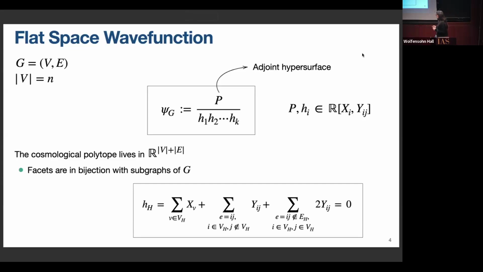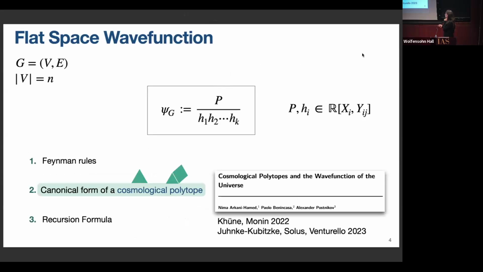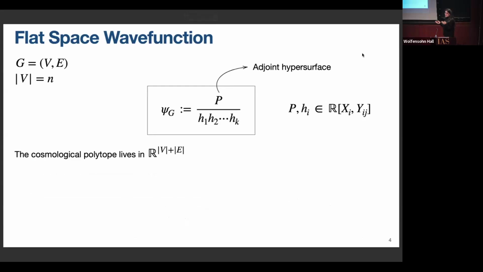They're in bijection with subgraphs of G. So given a subgraph H, we denote V_H and E_H its sets of vertices and edges. These linear forms can be obtained using this formula. You sum over variables corresponding to vertices, and now you just need to pay attention. While, let me say that if instead you use, for instance, the recursion formula, you get the numerator more easily, just summing up all of these rational functions you get in the last step, but then you don't know. So you have a candidate, it's not a candidate for the adjoint hypersurface of the polytope.